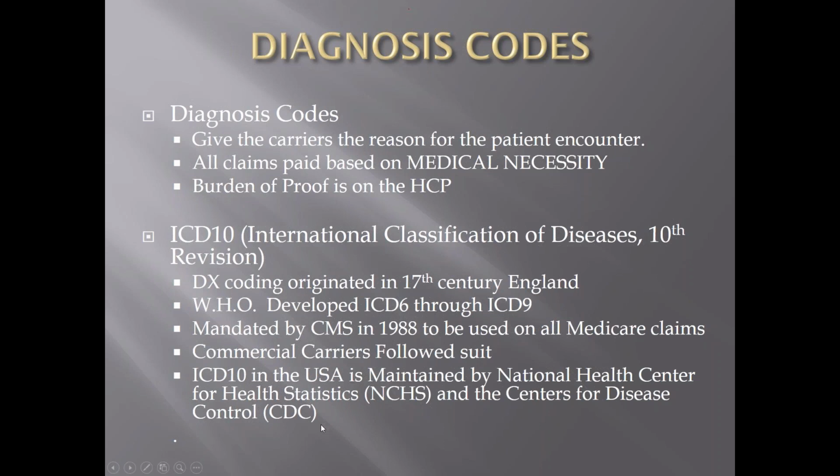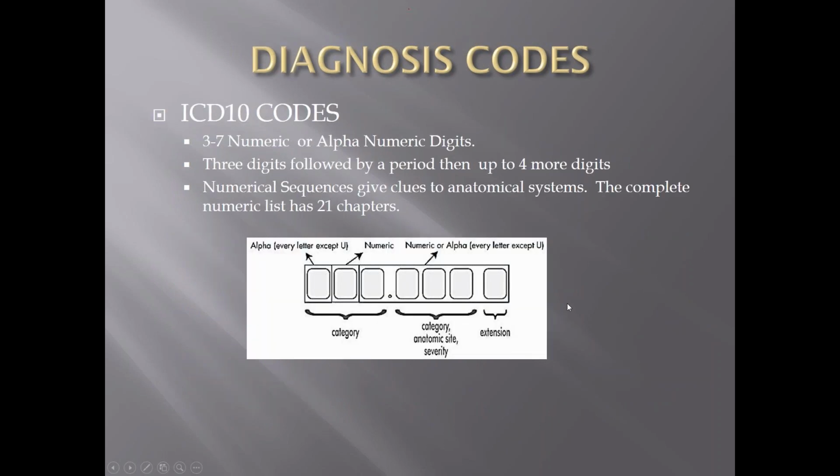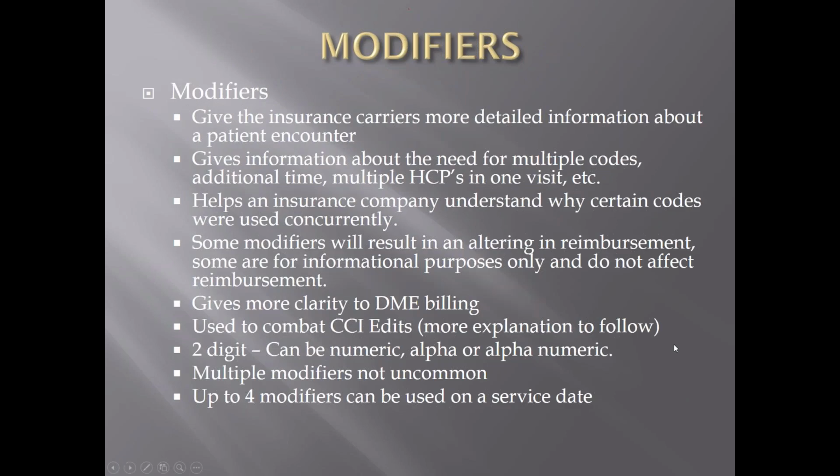ICD-10 in the United States is maintained by the National Center for Health Statistics and the Centers for Disease Control. The ICD-10 codes are 3 to 7 numeric or alphanumeric digits. They're 3 digits followed by a period and then up to 4 more digits. The numeric sequences give clues to anatomical systems, and the complete list has 21 chapters and over 71,000 codes. And there is enough expansion in the code set available to take it up to about 105,000 codes.